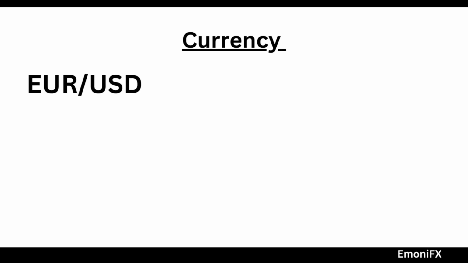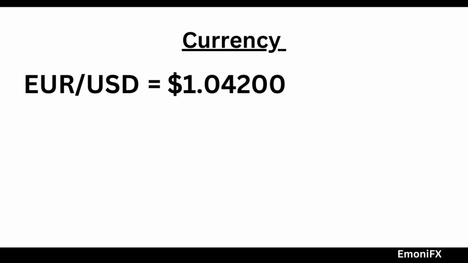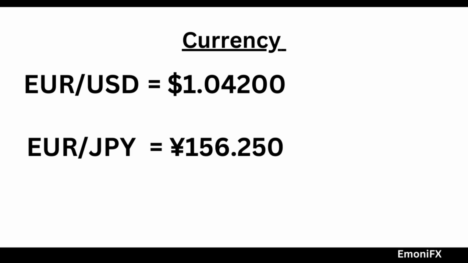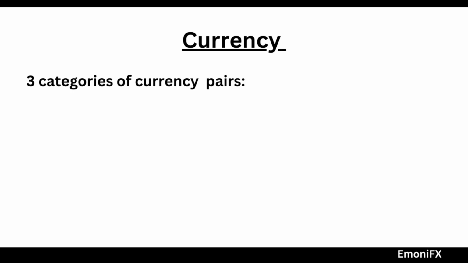Say I want to buy EUR/USD. Now, the current price of the euro as of recording this video is 1.04200. So this is the value of 1 euro in USD because it is paired against the US dollar. Now, if it were EUR/JPY, for instance, I would be offering 156.25 yen to buy just 1 euro. So it's very simple.